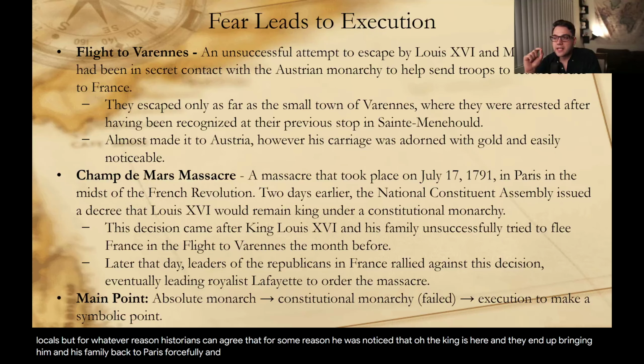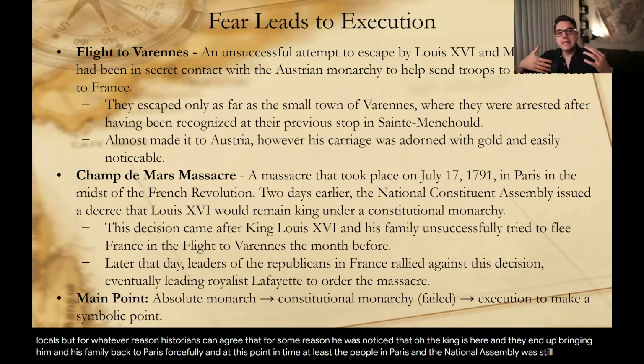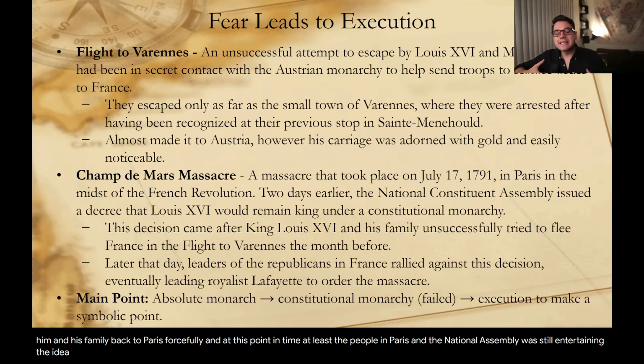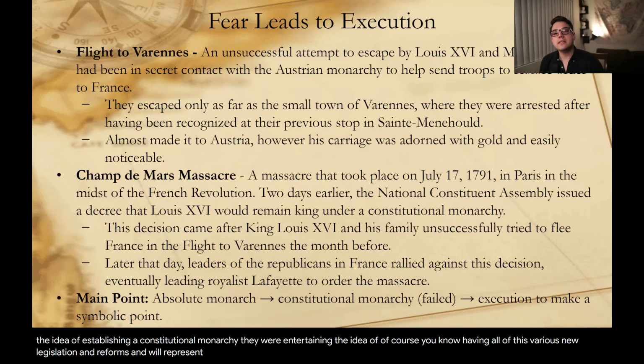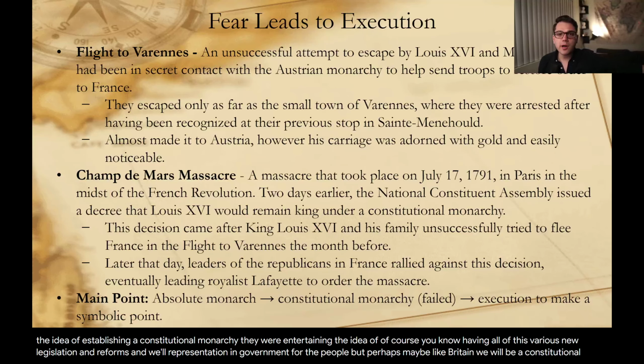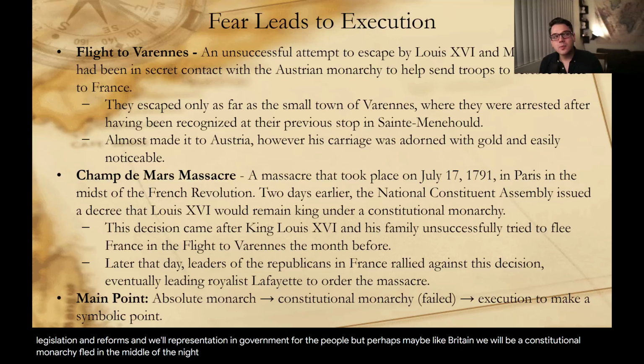And at this point in time, at least the people in Paris and the National Assembly were still entertaining the idea of establishing a constitutional monarchy. They were entertaining the idea of having all of this various new legislation and reforms and more representation in government for the people. But perhaps, maybe like Britain, we will be a constitutional monarchy. But the fact that the monarch fled in the middle of the night broke any remaining trust that they had. And that essentially sealed his fate.